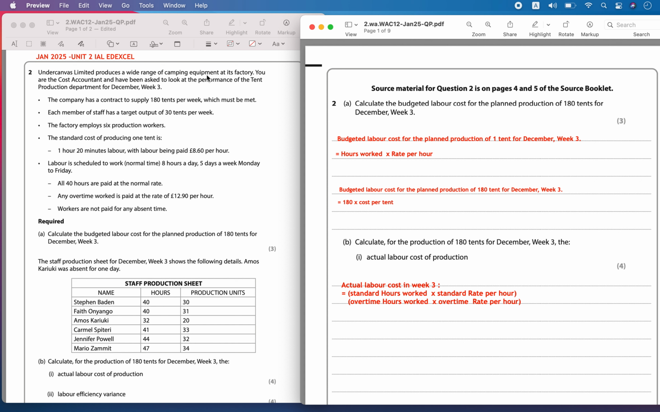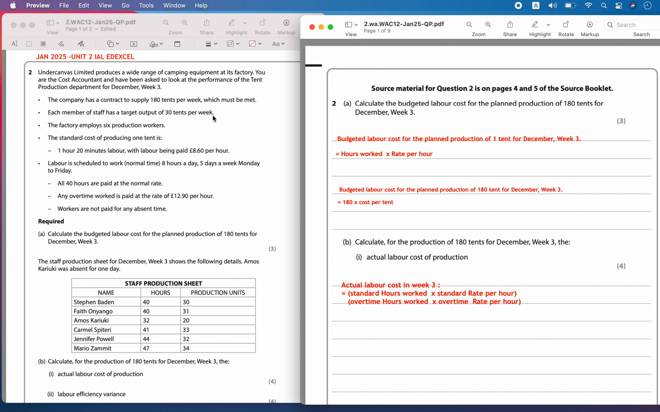Undercanvas Limited produces a wide range of camping equipment at its factory. You are the cost accountant and have been asked to look at the performance of the tent production department for December week 3. The company has a contract to supply 180 tents per week, which must be met. Okay, totally they are to supply 180 tents.